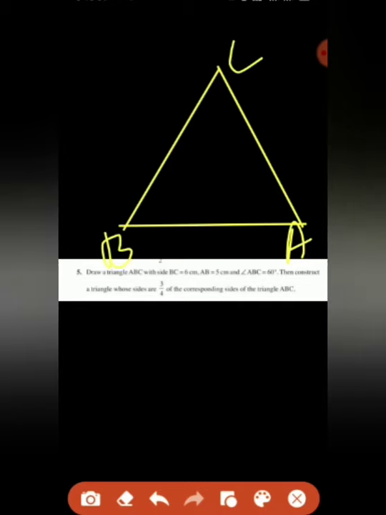Now, the ratio is given as 3/4. We need to construct a triangle similar to triangle ABC in the ratio 3/4. 3/4 means the numerator is 3, and 3 is smaller than 4. That means the triangle which we are to construct should be smaller than this triangle ABC.